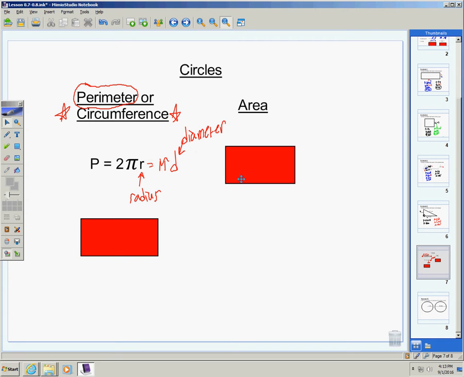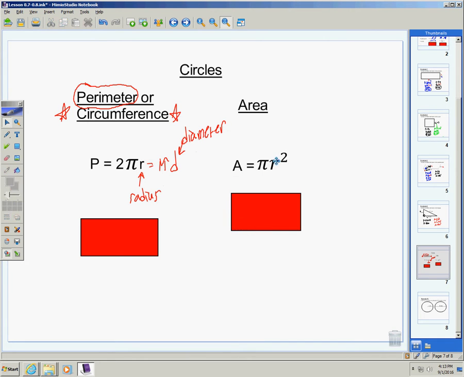And then for area, you have pi r squared. This is the only one I want you to use for area. Pi times the radius squared. This one is also your radius.